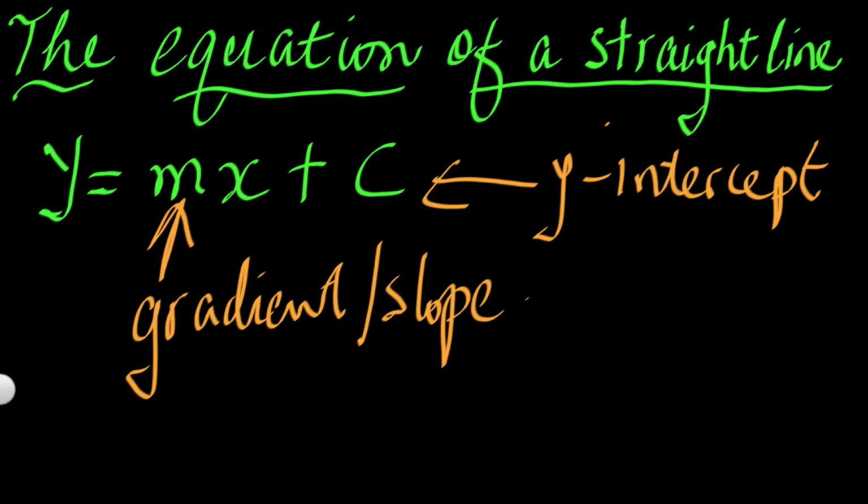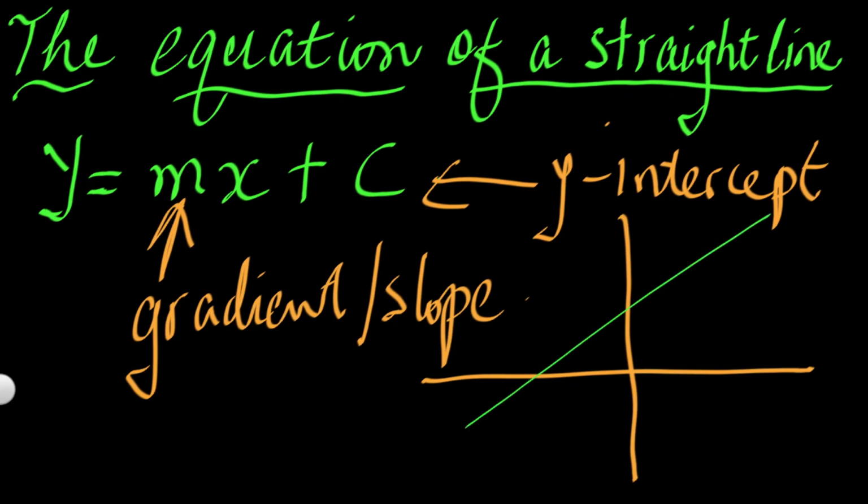If we have a Cartesian plane, let me draw a sketch of a Cartesian plane here. If this is a Cartesian plane and we have a straight line, that is my straight line. The constant c is actually the value of y at this point. This is where we have our c. That is what it means. And m is the gradient of this line.